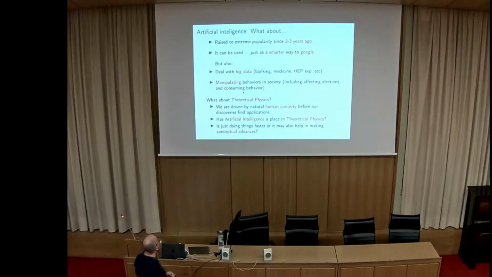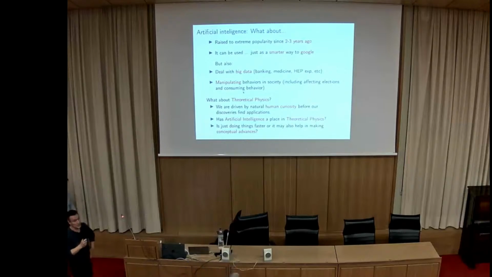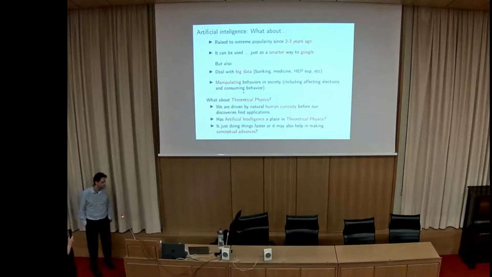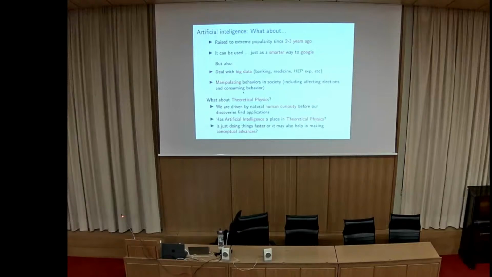So let's go on with the public talk. So the public talk will be about artificial intelligence. This is a subject that raised in popularity the last 2-3 years, as everybody knows. It can be used, well, for various reasons. One is smart Googling. The other is big data analysis, in medicine, various other sciences, experiments in high-energy physics, banking. Could be used to manipulate people in elections or what to buy.